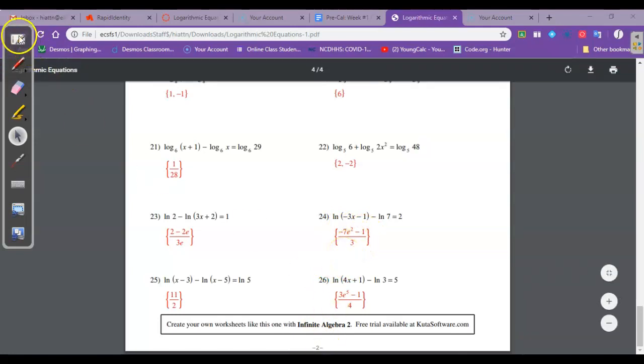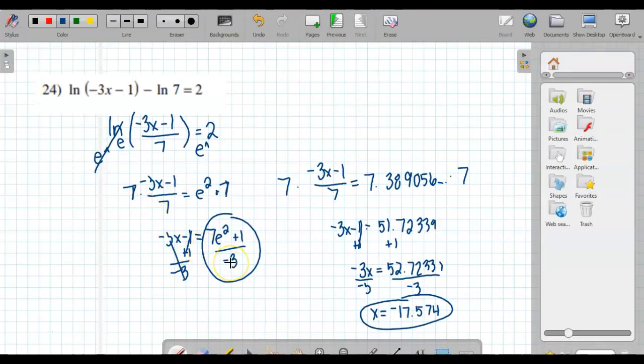Notice that the answer that I had has a negative in the bottom and everything in the top is positive. Those are still equivalent answers because if I took this answer right here and for whatever reason multiplied the top by negative 1 and the bottom by negative 1, which I can do because that's like multiplying by negative 1 over negative 1, which just equals 1, that would give me negative 7e squared minus 1 over positive 3. So those are equivalent. So you can give any of these here as your answer.